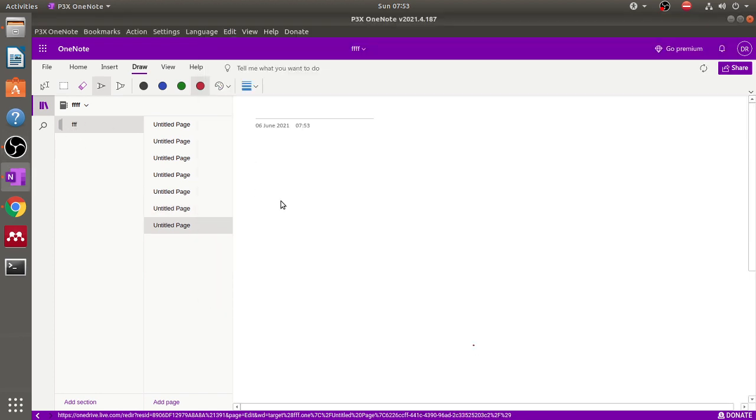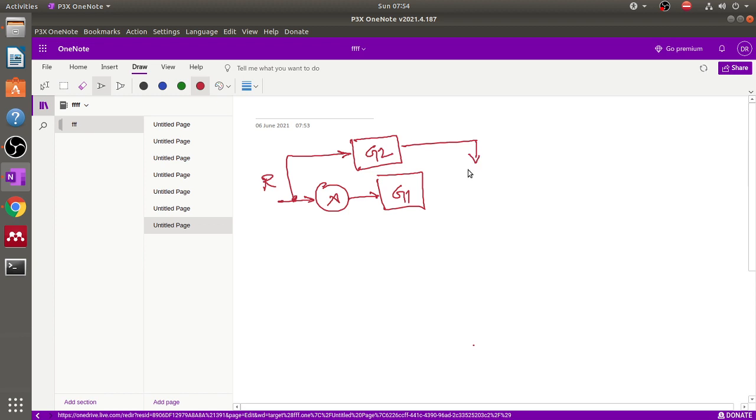Okay, now for the second example, this is an input signal R, this is the gain G1, this is again G2, and here the two signals come in, plus and plus, because they are in the same phase.